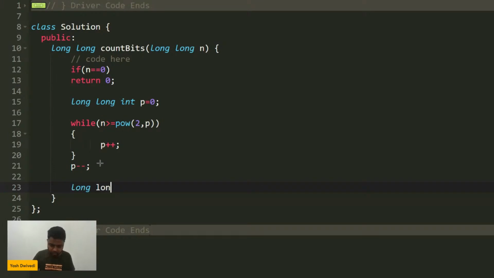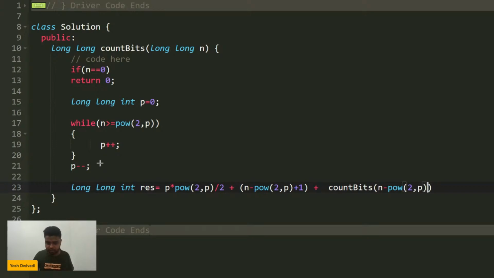Then I can say that long int result will be nothing but, as I already said, p into power of 2 comma p, divided by 2, plus the rest of the 1 bits that were there, so n minus power of 2 comma p, plus 1. And then again I add the result of calling the same count bits function. In this function I have to pass n minus power of 2 comma p, so I have to just pass this part.